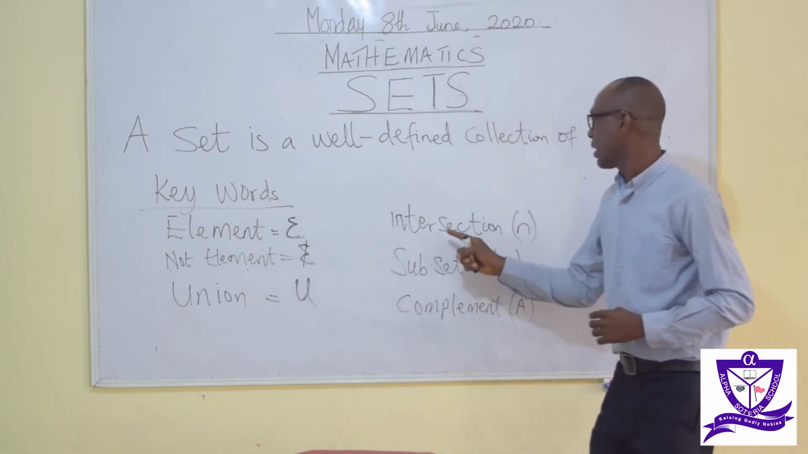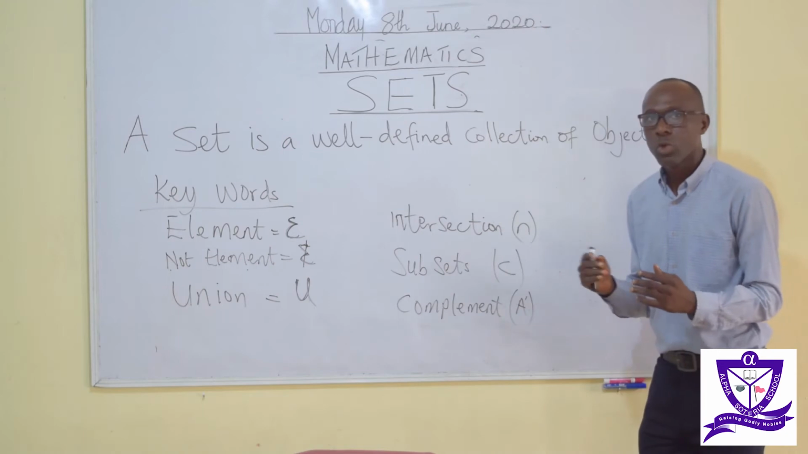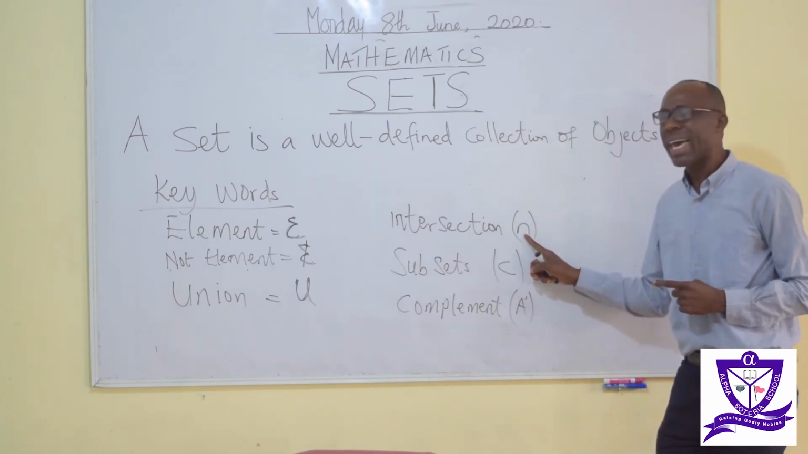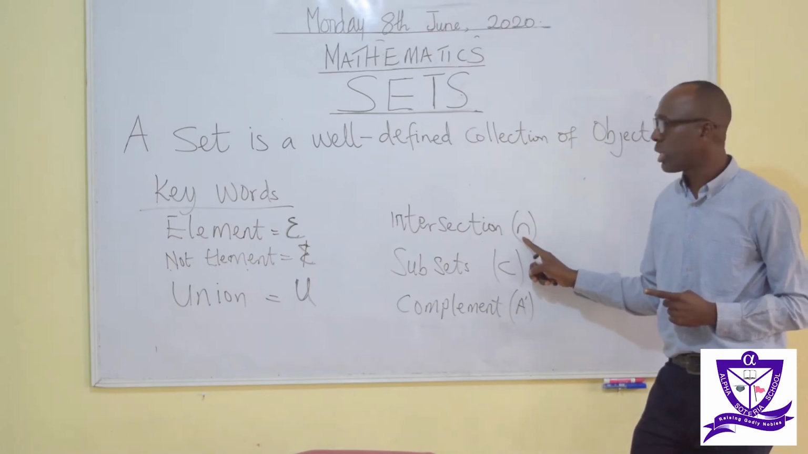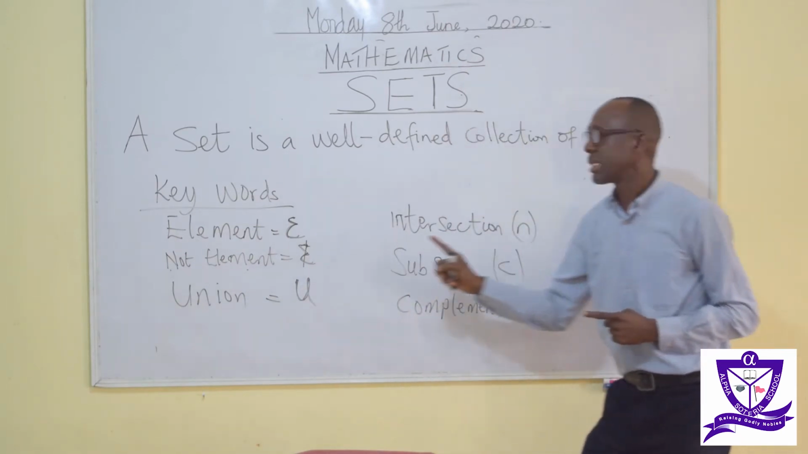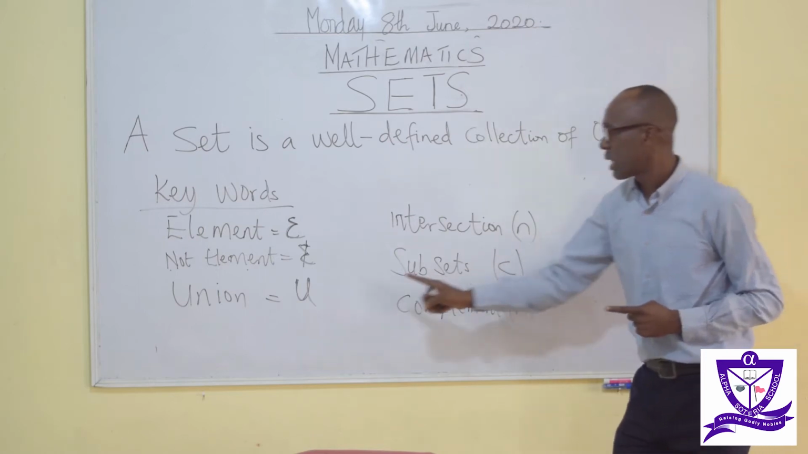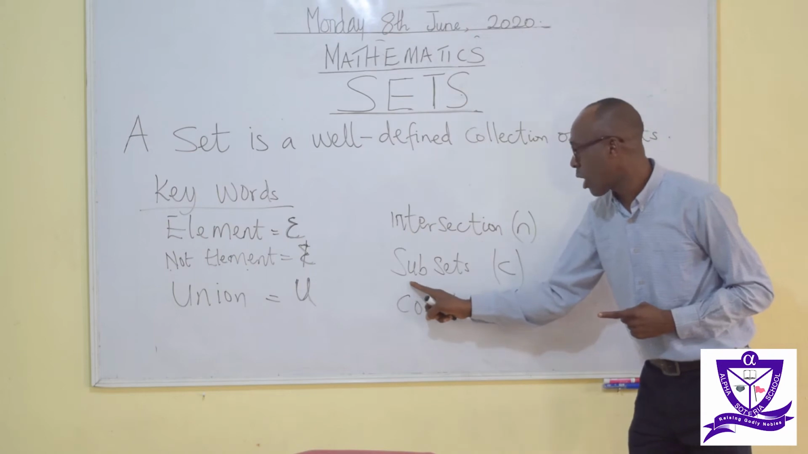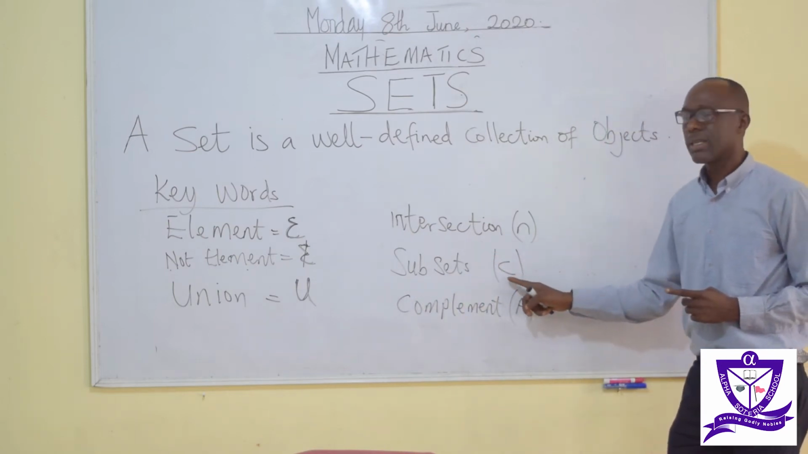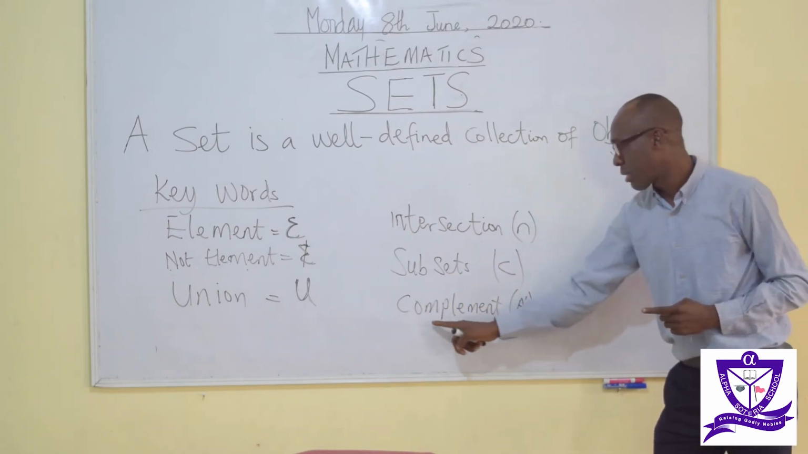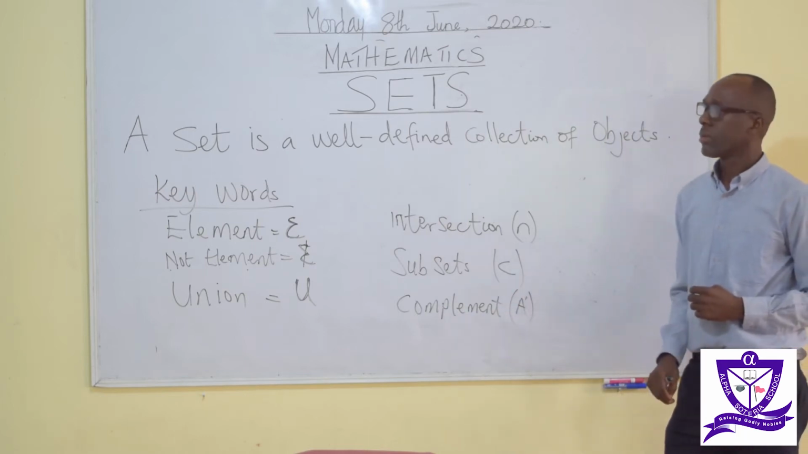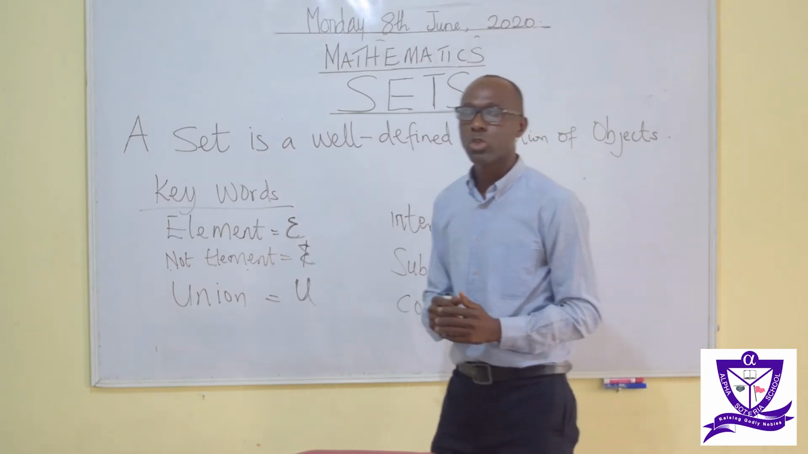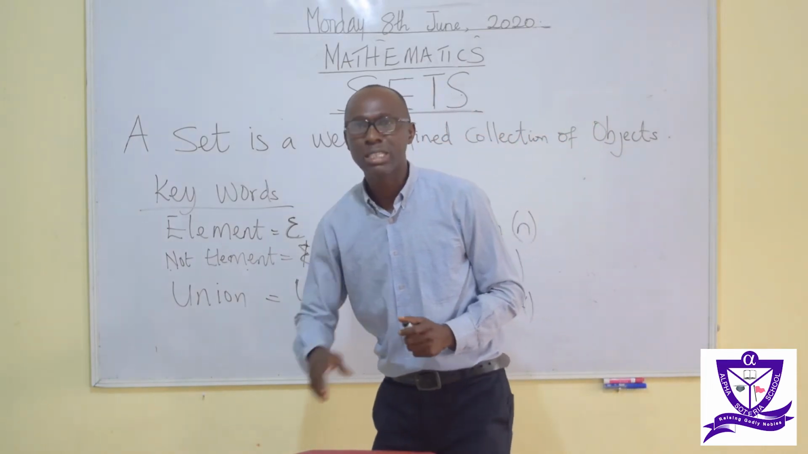Next is intersection, to intersect. And the sign is letter N. You can see the difference between union and intersection. Letter U, letter N. Then the next one is subset, which is letter C, and complement, letter A. Now, what is the meaning of these, with examples? These are where we need to work on our mathematics.